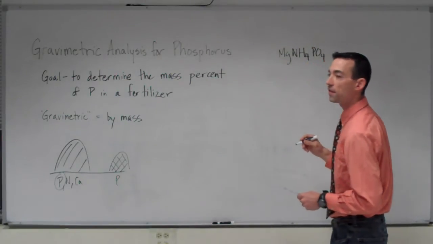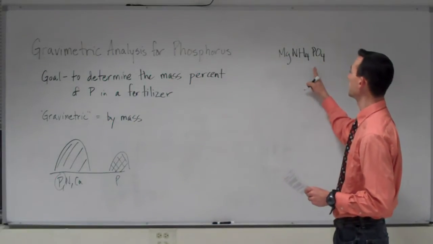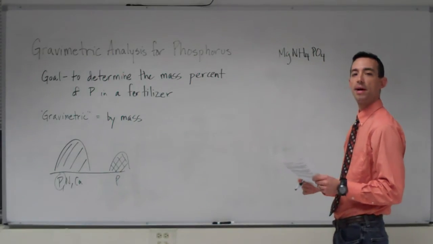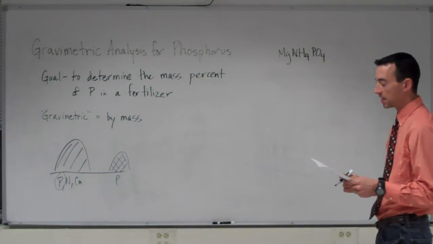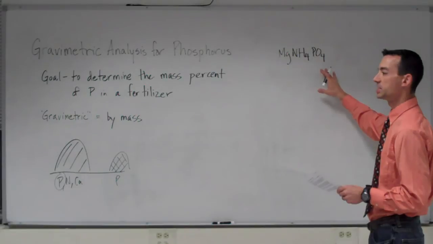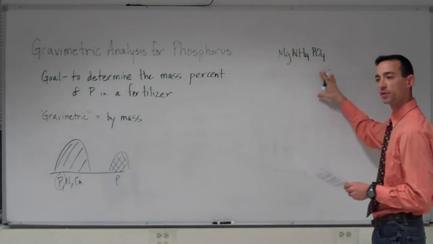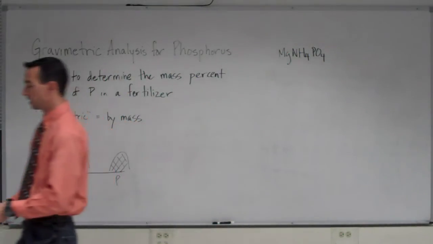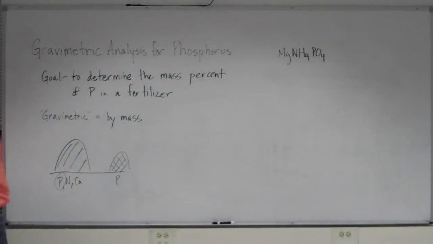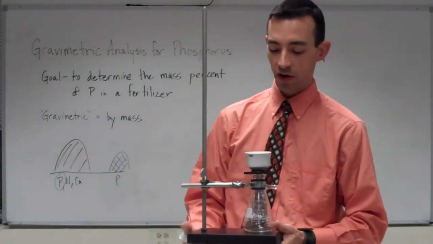And so all of the phosphorus that was originally in our fertilizer will be converted into this compound, this magnesium ammonium phosphate compound. And we can then precipitate this, and we can filter it out of solution. So if you haven't yet filtered anything this semester, you're going to use an apparatus that looks like this. This is your Buchner funnel.